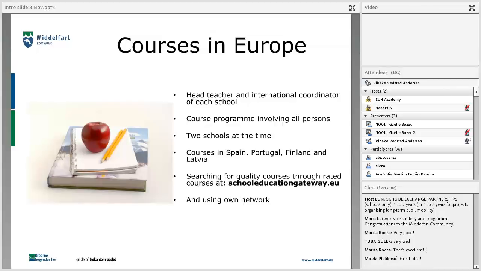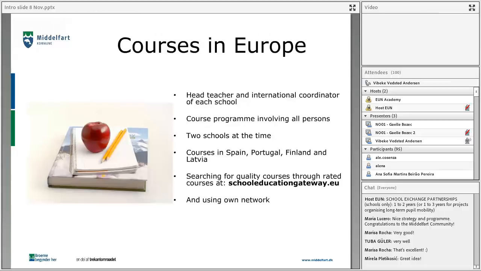The project was for one head teacher and one international coordinator of each school. That means that they would go in pair to a course in Europe to find out and learn more about the international dimension, about working interculturally in education.